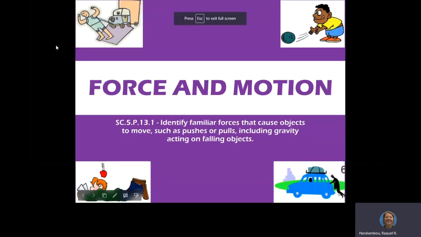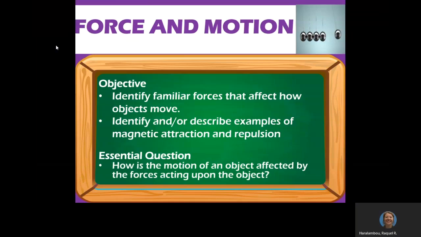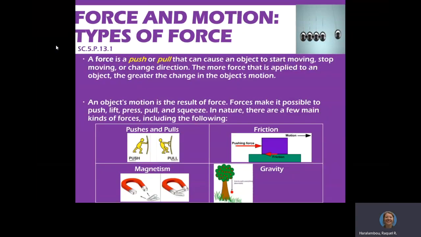Force and motion. So look at our standard here, SC5P. What does P stand for? Properties. Yes, 13.1. Identify familiar forces that cause objects to move, such as pushes or pulls, including gravity acting on falling objects. So a force is a push or a pull that can cause an object to start moving, stop moving, or change its direction.